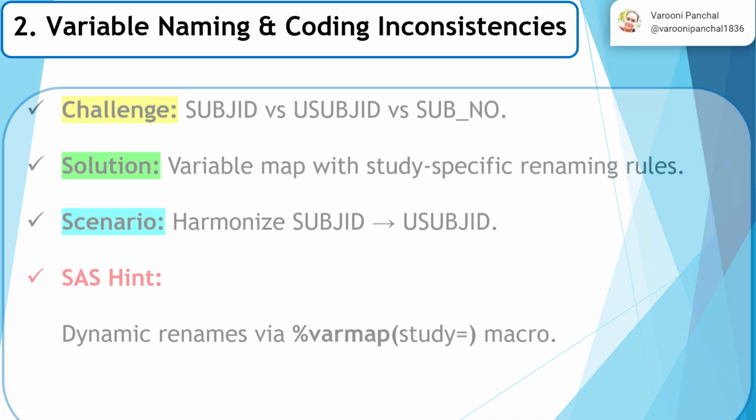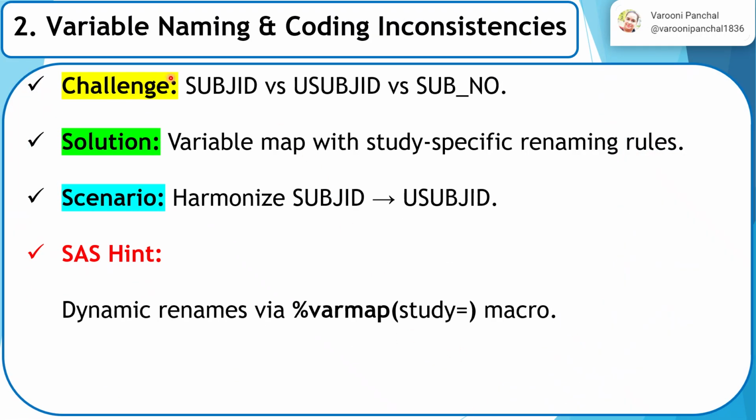Now, number two is variable naming and coding inconsistencies. The challenge here is we have subject ID versus unique subject ID versus subject number. Now, what are these? These are the variable names, especially the primary key, where we consider subject ID as the variable that is used in most of the datasets to combine. So this is the primary key source.